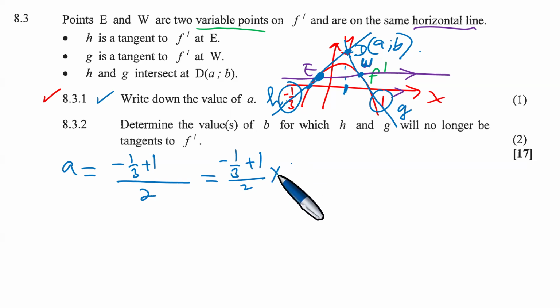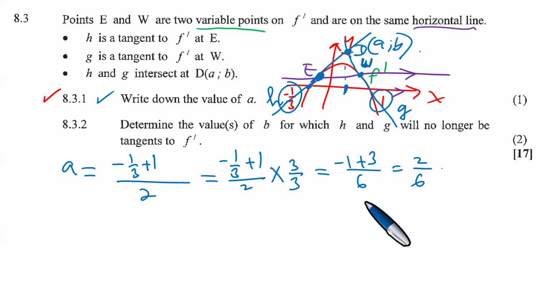So yeah, you multiply this one by 3 just to eliminate this one, so that the 3 cancels out here, getting minus 1 plus 3 divided by 6, and 3 minus 1 is 2 out of 6. 2 goes into 6 three times, giving us 1/3. So we get the value of A, and the value of A is exactly 1/3.